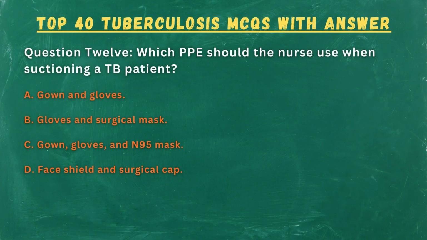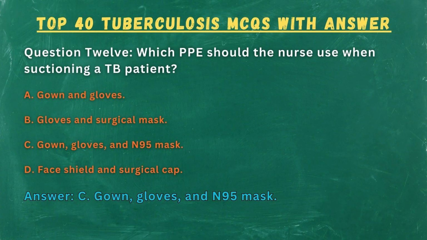Question 12. Which PPE should the nurse use when suctioning a TB patient? A. Gown and gloves. B. Gloves and surgical mask. C. Gown, gloves, and N95 mask. D. Face shield and surgical cap. Answer. C. Gown, gloves, and N95 mask.